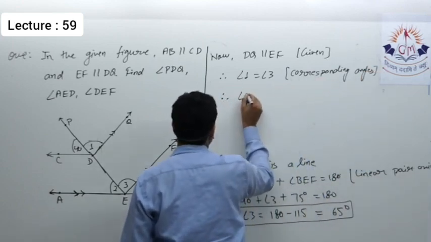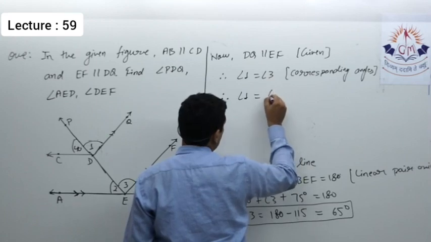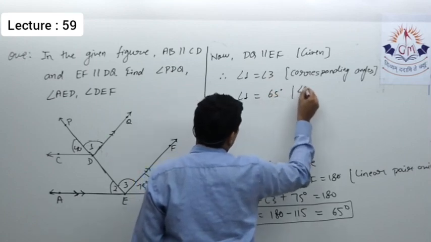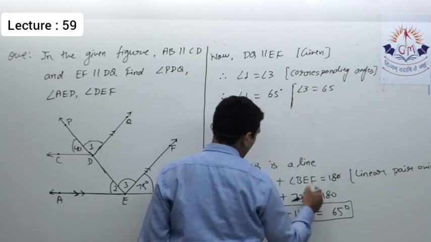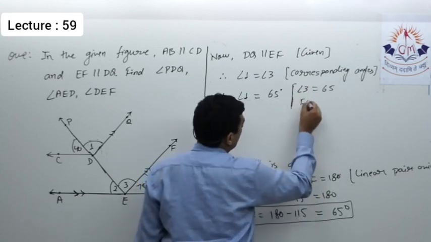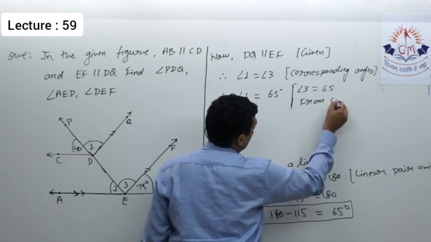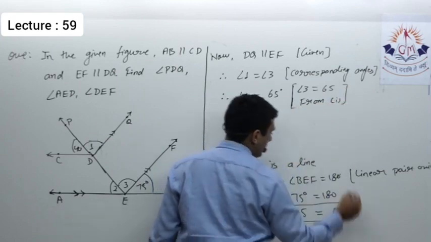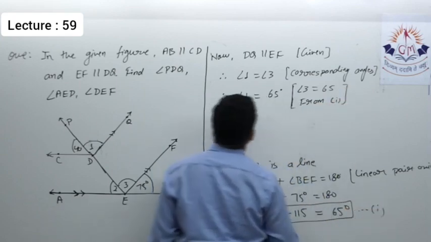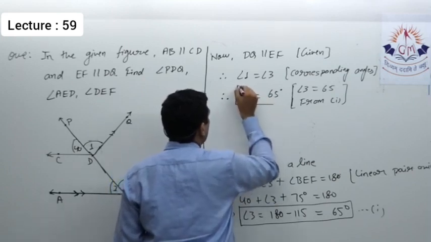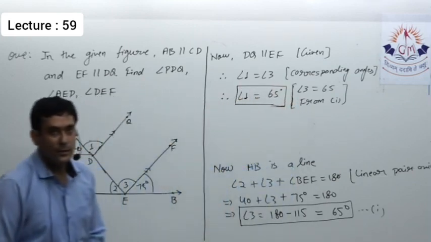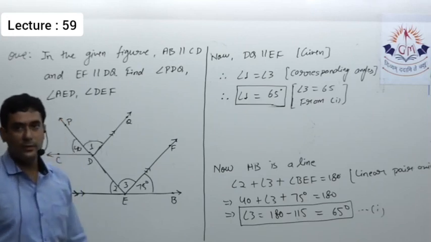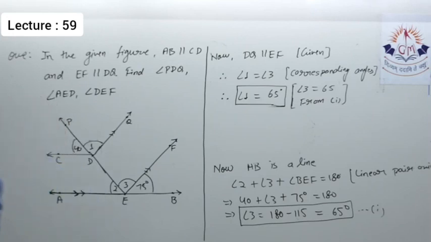Now I can say angle 1 is equal to 65 degrees because angle 3 is equal to 65 degrees. How did I get angle 3 equal to 65 degrees? That is over here. So here I can write angle 3 equal to 65 degrees from 1. Let this be equation number 1. So here I got the measure of angle 1 as well. So I got the measure of all three angles 1, 2 and 3. Please note it down, then we'll see the next question.